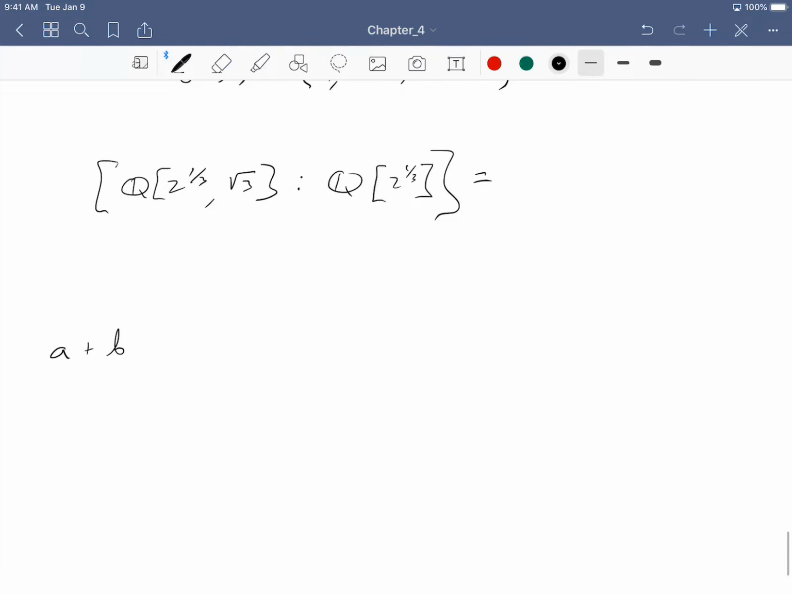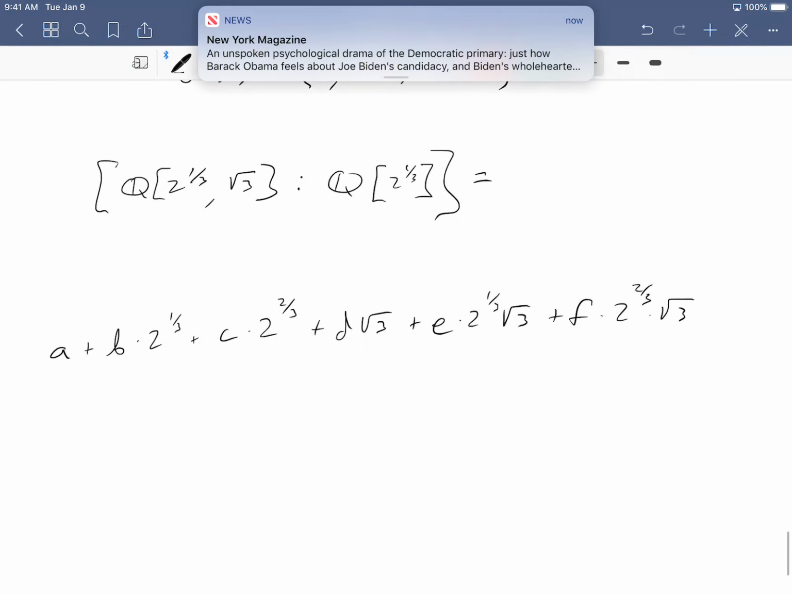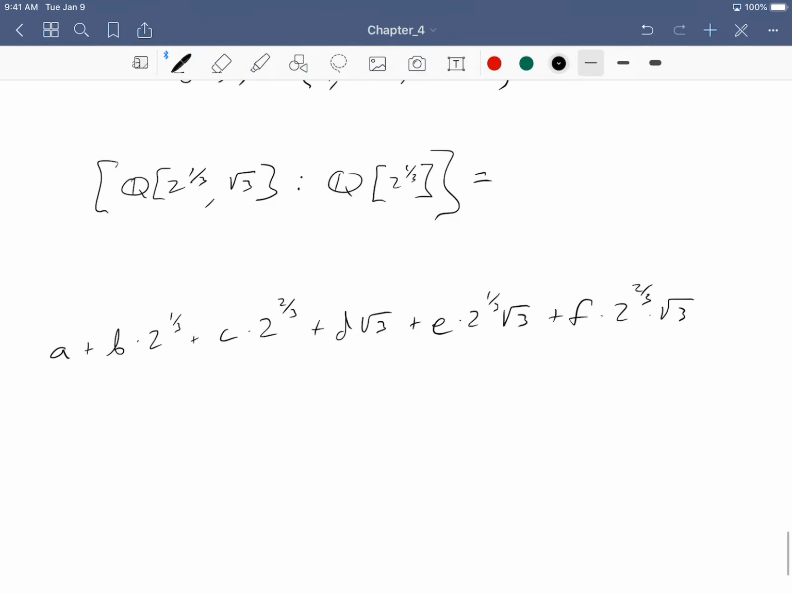a. We're going to need a b times 2 to the 1/3. We're going to need a c times 2 to the 2/3. We need a d times root 3 because we have to include root 3 now. And then it has to be closed under multiplication, and so we needed an e times 2 to the 1/3 times root 3, and we needed an f times 2 to the 2/3 times root 3. Okay? And we think that that should be it. Hopefully that seems like the right collection of elements to you.